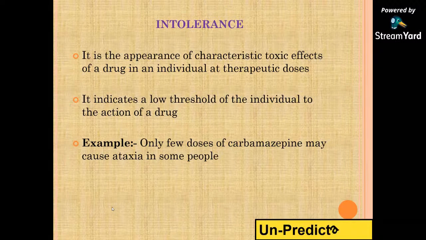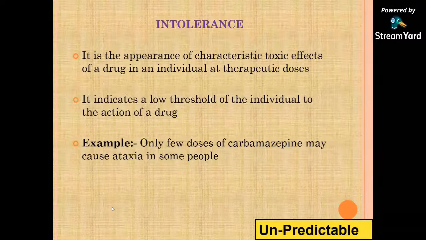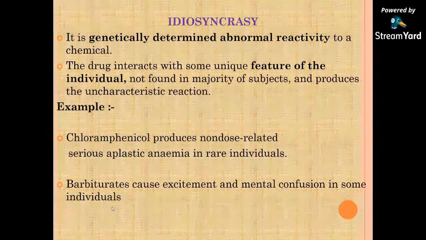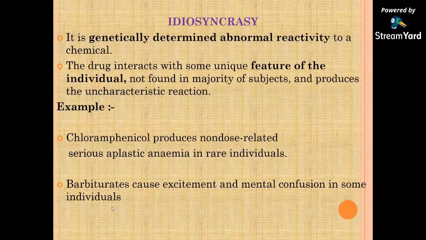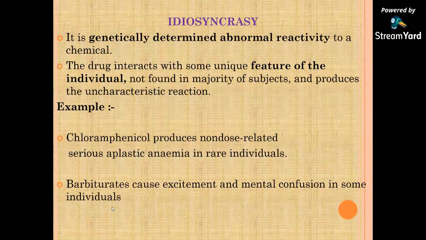This intolerance is the unpredictable type. We cannot predict at what dose the intolerance will occur, and that's why it is called the unpredictable type. The next terminology is called idiosyncrasy. So, what is idiosyncrasy? It is a genetically determined abnormal reactivity to a chemical. Idiosyncrasy means the genetically determined abnormal reactivity to a particular chemical.